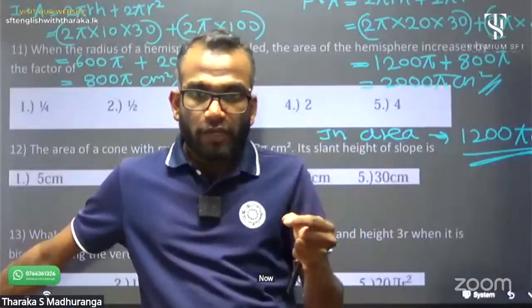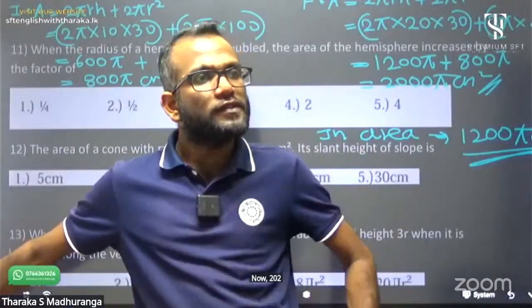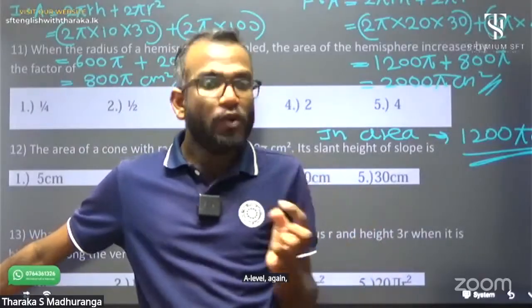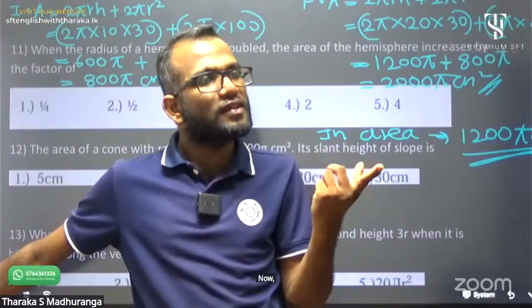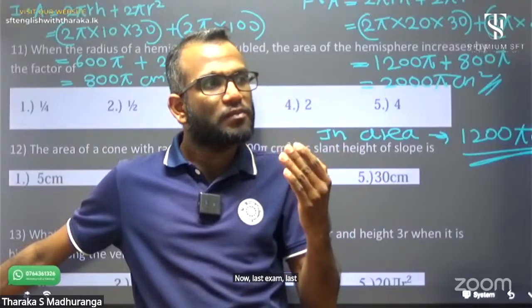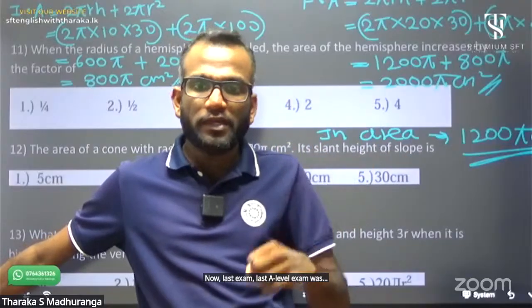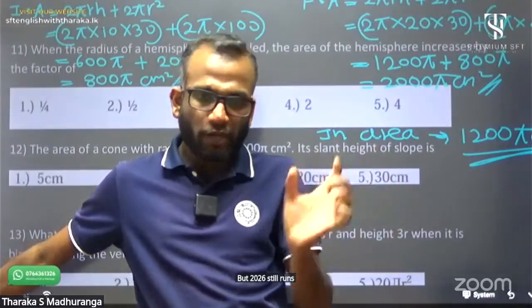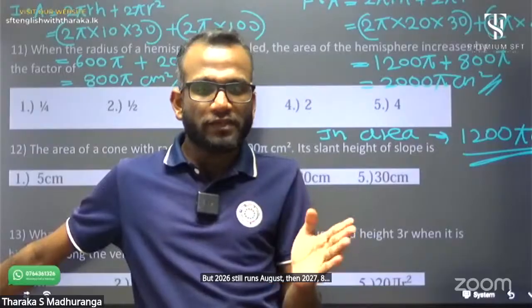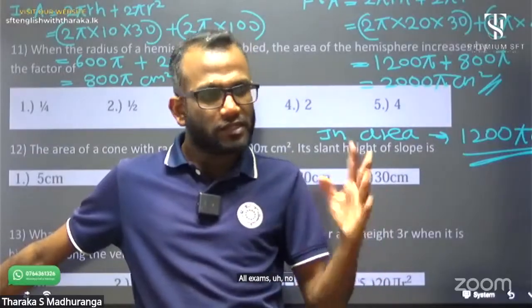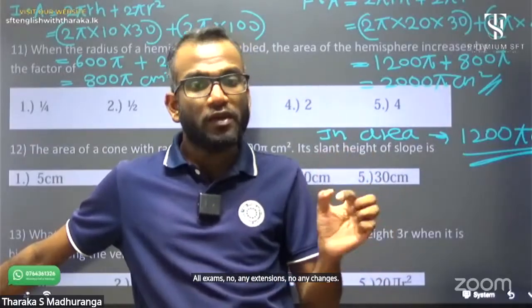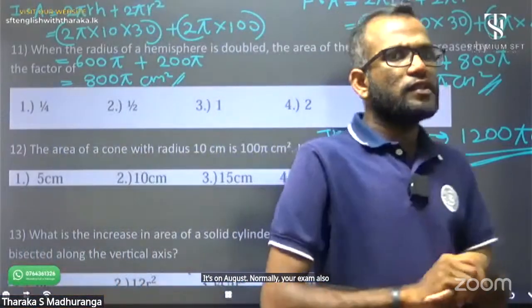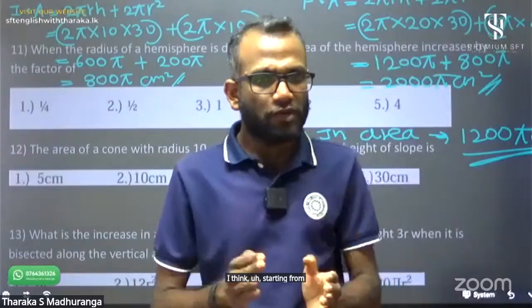Now 2026 A-level students, A-level again comes in August. Last A-level exam was November and December, but for 2026 students, August. Then 2027 all exams in August, no extensions, no changes. Normally your exam also I think starting from 11th of August.